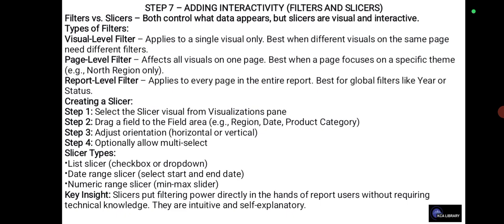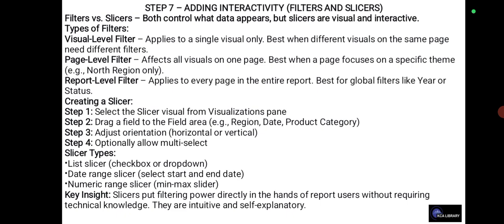The next step, step 7, is how do you add interactivity? You make use of filters and slicers. Both filters and slicers control what data appears, but slicers are visual and interactive. So it is important. So how do you create a slicer?